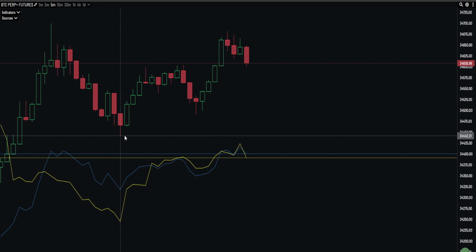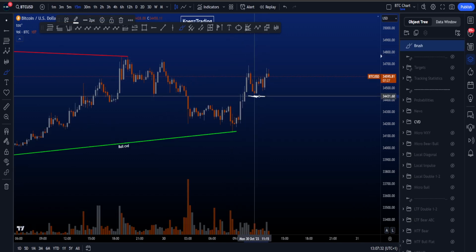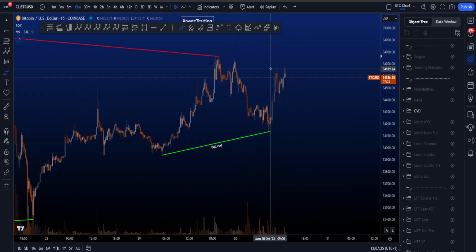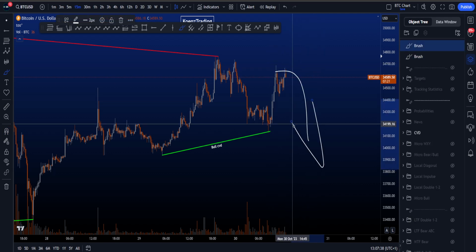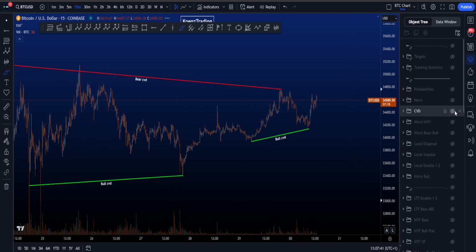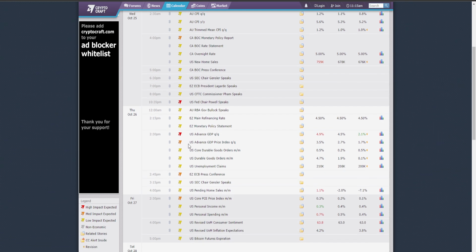The target of the bearish CVD is this low over here at 34.4K, which on the normal chart is this low over here. So we do have some local bearish CVD divergences for then potentially that continuation to the downside in the bearish scenario. Now, if we look at the news, we do have news this week.